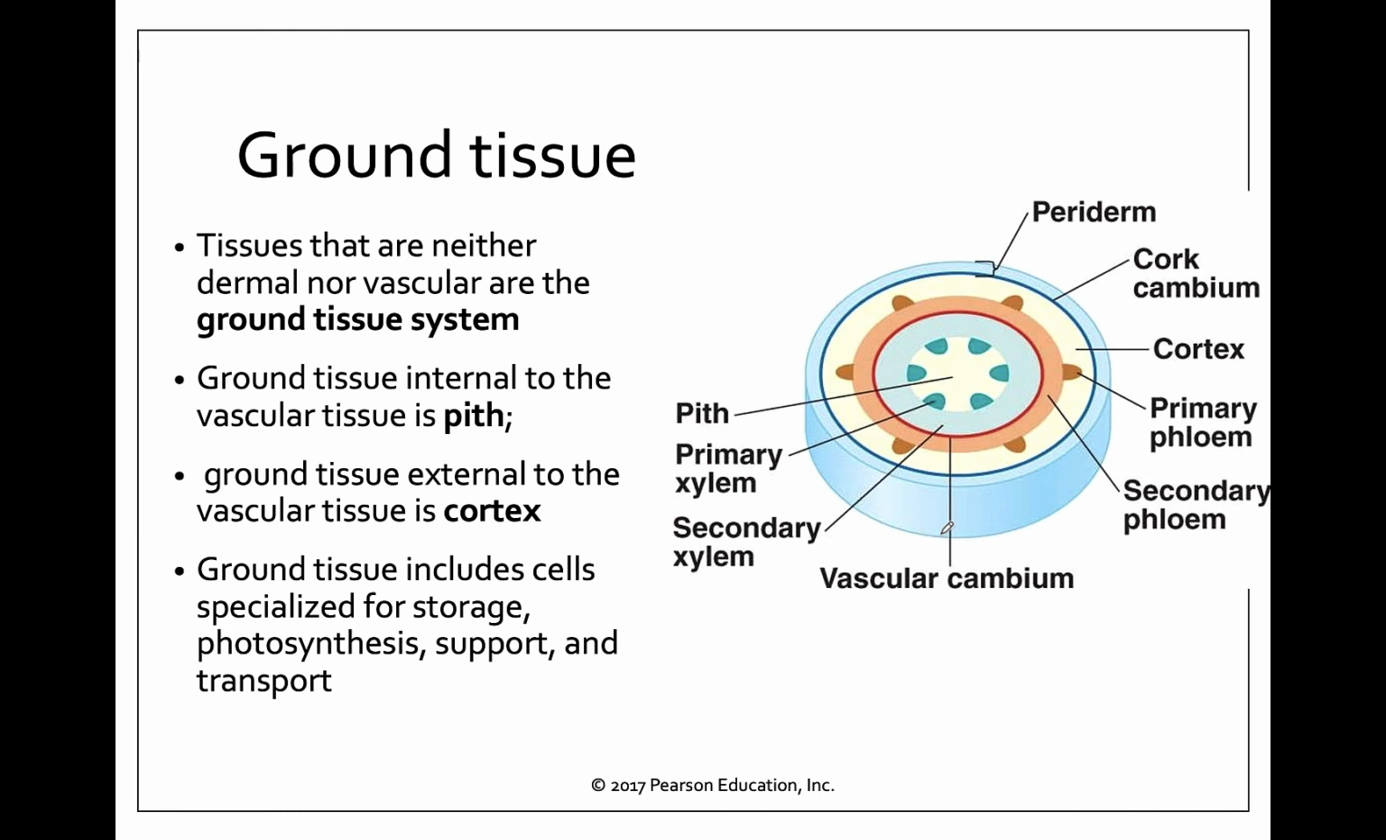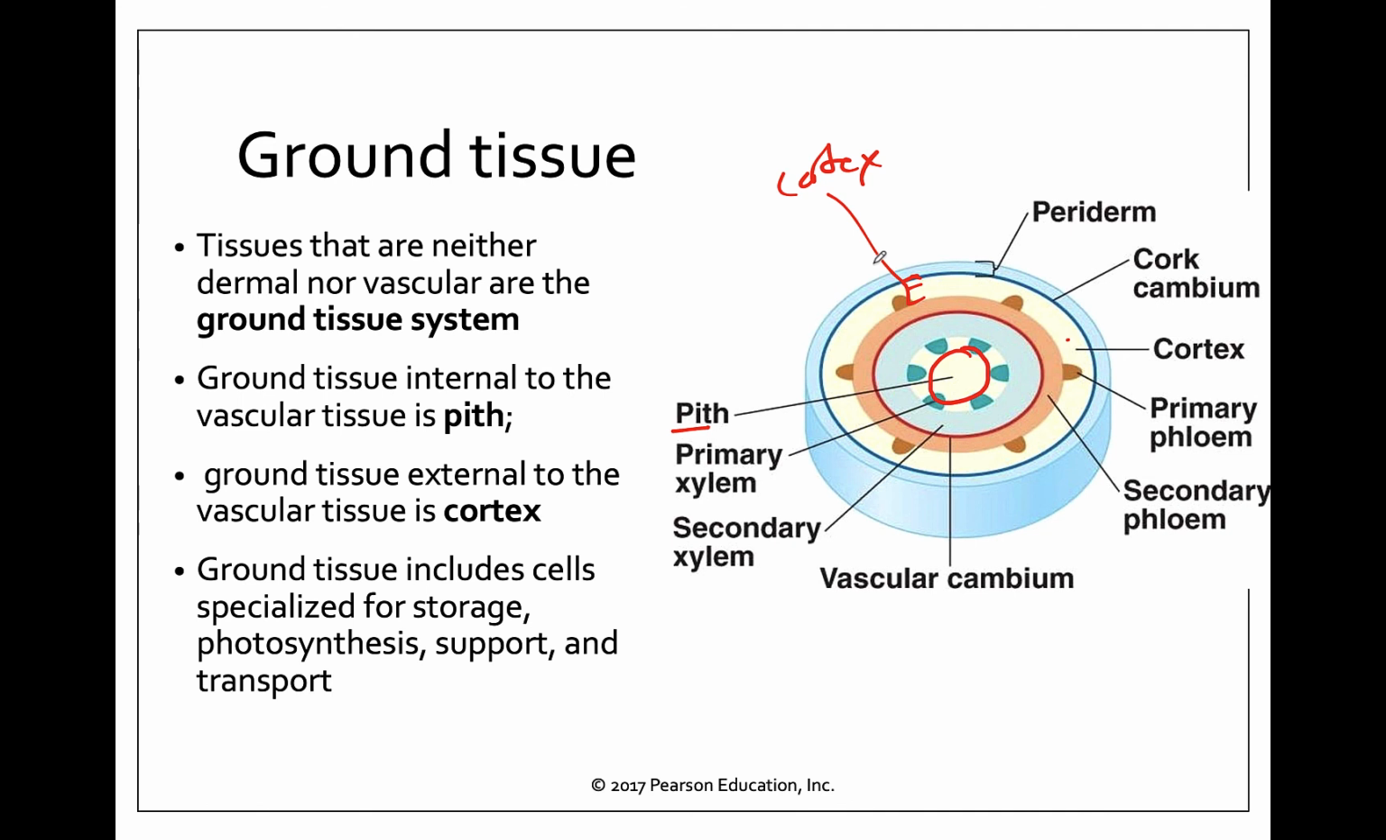And then the last type of tissue is the ground tissue. And this is pretty much everything else. So if it's not an outer covering and it's not a vascular tissue, then it belongs to the ground tissue system. This would be a typical stem here. Inside of the vascular bundles, we have ground tissue, and it's typically called pith when it's in the very center. When it's outside, in this area between the vascular and the dermal, we typically call this the cortex, but both pith and cortex are ground tissue.